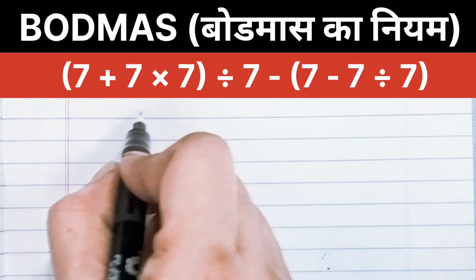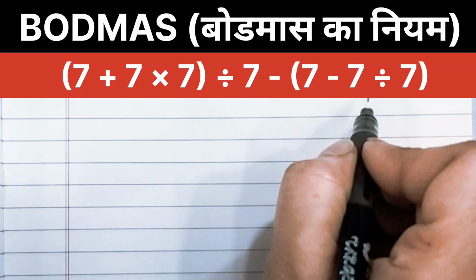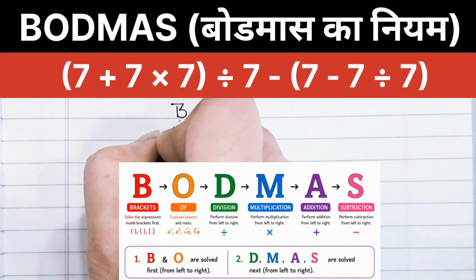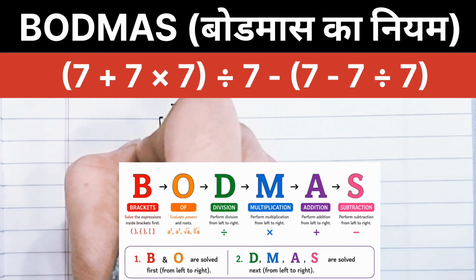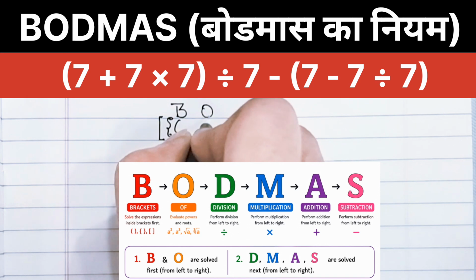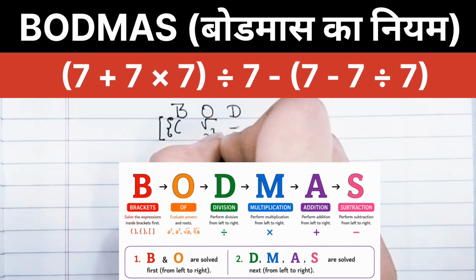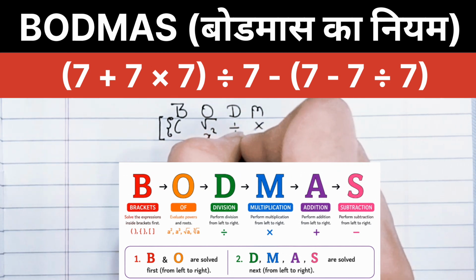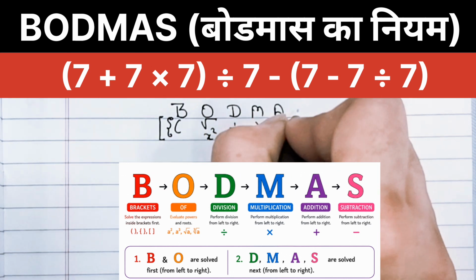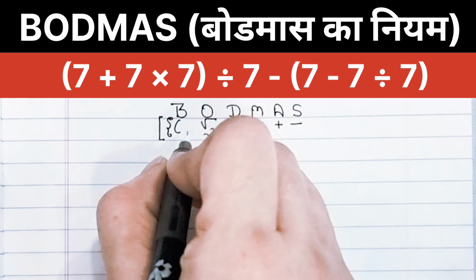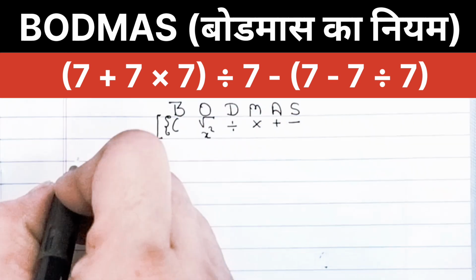Hello friends, to solve this expression we follow the BODMAS rule, which dictates the order of operations. First we solve brackets: small bracket, curly bracket and then square bracket. O stands for 'of', meaning multiplication, or you can solve exponents and square roots also. D stands for division, M stands for multiplication, A stands for addition and S stands for subtraction. So according to this rule and this sequence, here is the step-by-step solution.